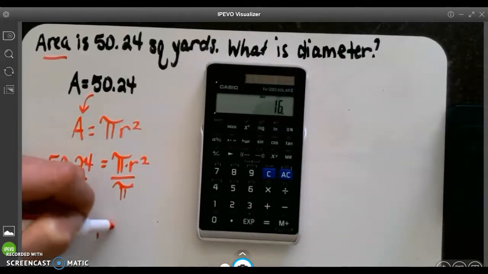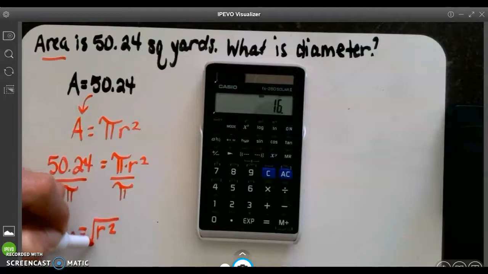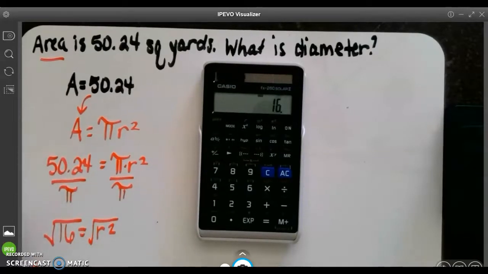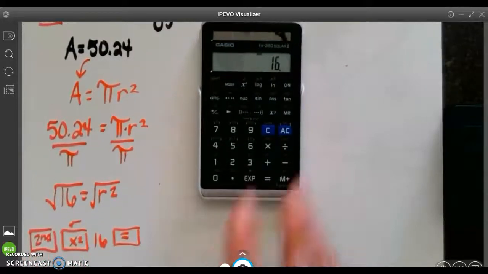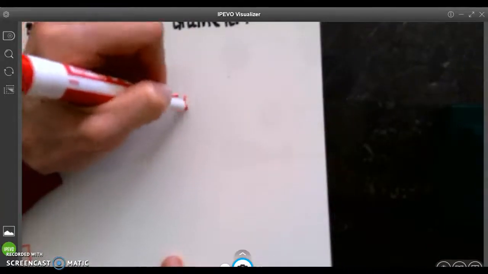16 equals r squared. The way we get rid of a square is to take the square root on both sides. On most of the scientific calculators that you have, it's the second function button, and then I think it's the x squared button, and above it is that square root. Type in your 16 and hit equals, and that'll give you the square root of 16. The square root of 16 is 4, so 4 is our radius.